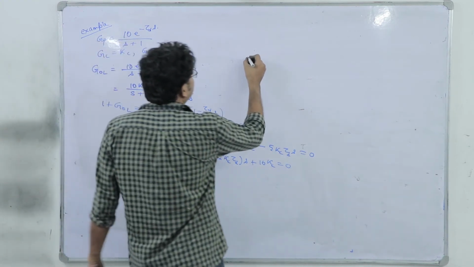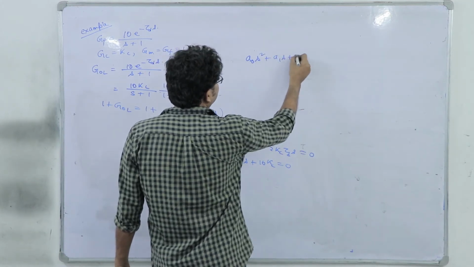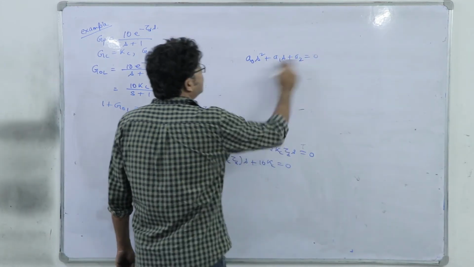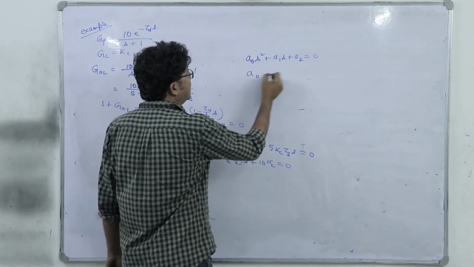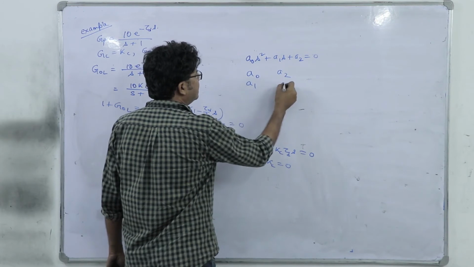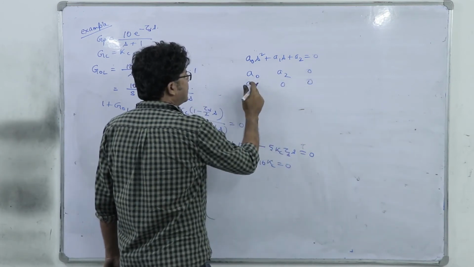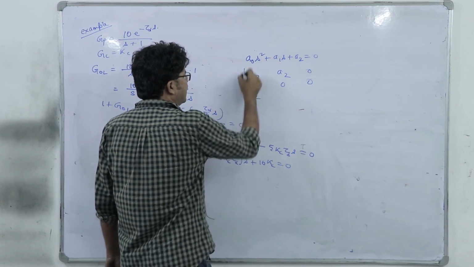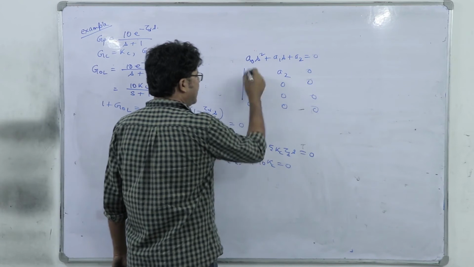Why? Because a quadratic equation is a0 s square plus a1 s plus a2, right. So, let us say all these are positive. Now, what is the Routh-Hurwitz table? a0, a2, a1, 0, 0, 0, right. What will be this element? a2 itself. And this is 0, 0, this will be further 0, 0. So, we have to stop here.